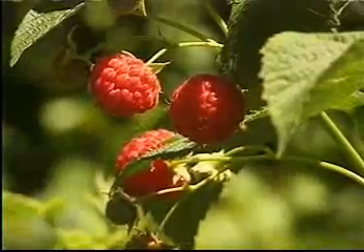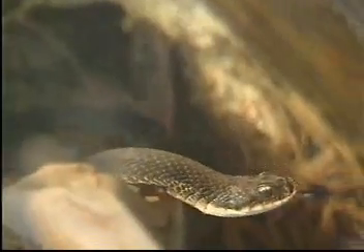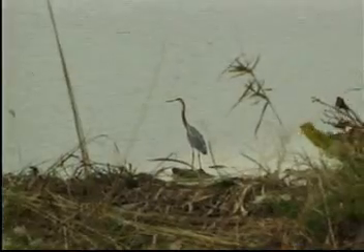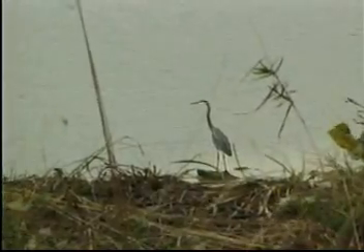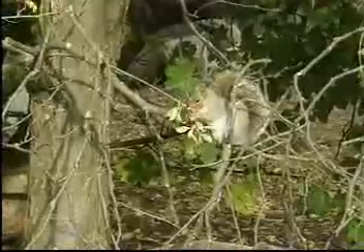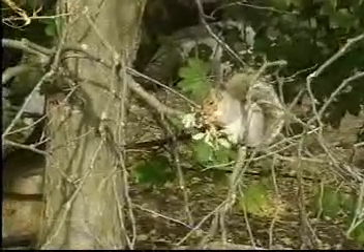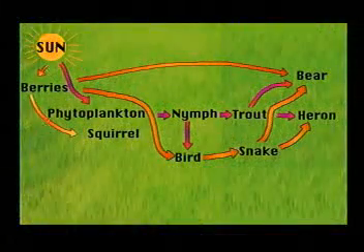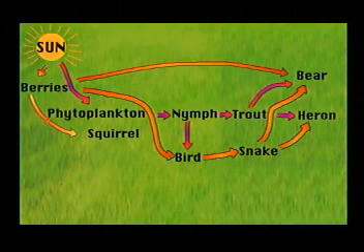Picture that these raspberries were eaten by a small bird, which in turn was eaten by a snake, which was eventually eaten by this great blue heron. It might also be possible for the bear to eat the berries or snakes. And suppose that this squirrel could serve as food to a bear or a snake, or it could also eat the berries. As you can see, our simple food chain quickly becomes a tangled web.